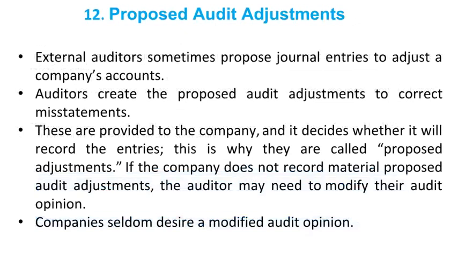Number 11 type of journal entry is proposed audit adjustments. External auditors sometimes propose journal entries to adjust a company's accounts. Auditors create the proposed audit adjustments to correct misstatements. These are provided to the company, and it decides whether it will record the entries. This is why they are called proposed adjustments.